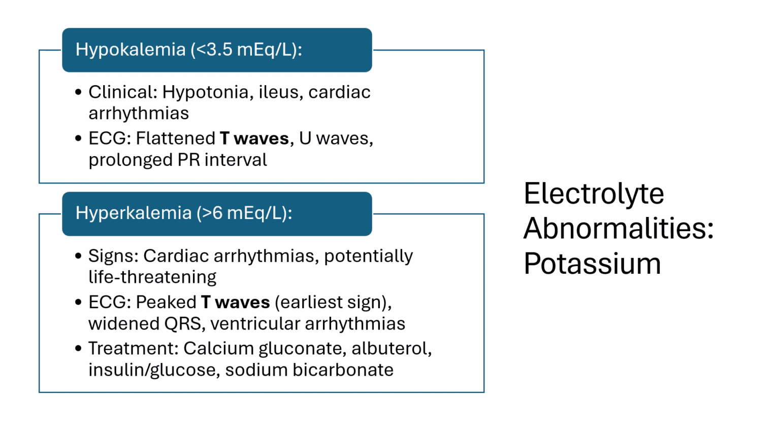Treatment is another high-yield topic. Calcium gluconate to stabilize cardiac membranes, albuterol for temporary shifting of potassium intracellularly, insulin with glucose to promote cellular uptake, and sodium bicarbonate in acidosis.